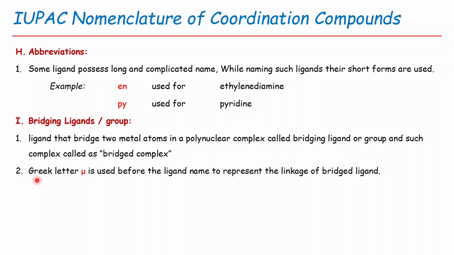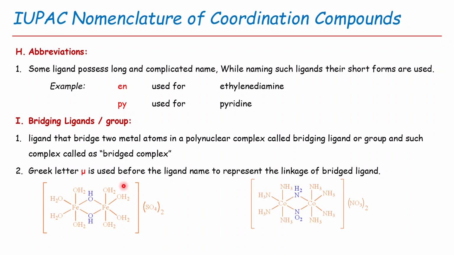Second important point is the Greek letter mu, which is used before the ligand name to represent the linkage of a bridged ligand. The example of such type of complexes is like this. In this case, this hydroxy group is bridged between the two Fe atoms. Similarly, in this complex, this NH2 group and NO2 group are bridged between the two cobalt metal ions.